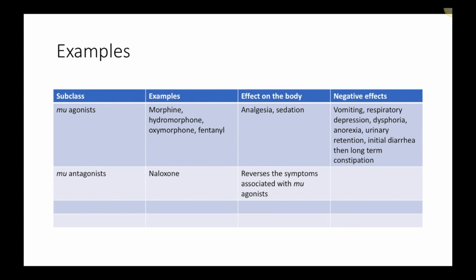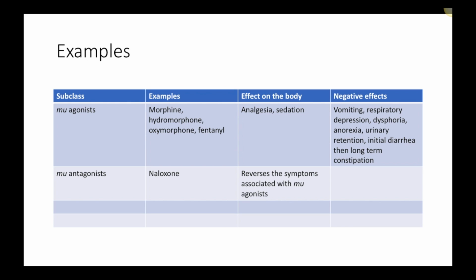So it's stealing receptors. Here are some examples. We've got mu agonists. Good examples are morphine, hydromorphone, oxymorphone, and fentanyl. We'll mostly talk about morphine, hydromorphone, and fentanyl quite a bit. The effect on the body is analgesia, profound analgesia, and a little bit of sedation. If they work on the kappa receptor, they get more sedation. And the negative effects, oftentimes we get immediate vomiting, which we'll talk about in a little while.